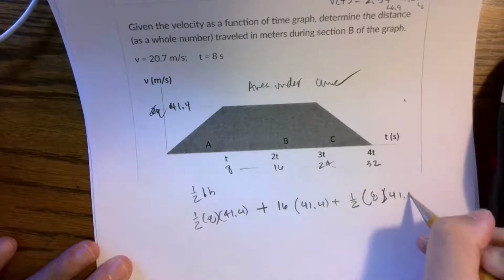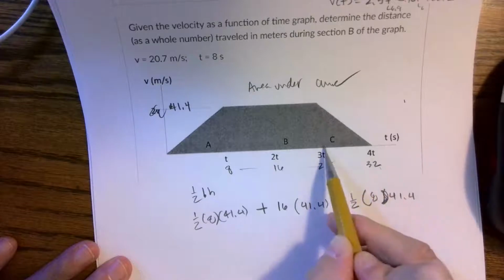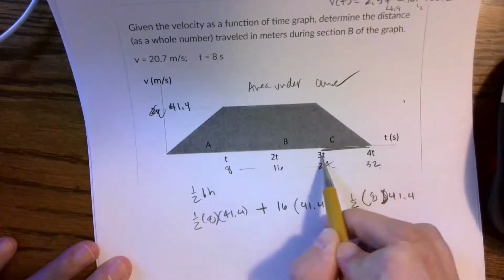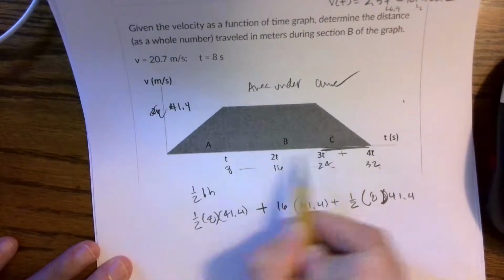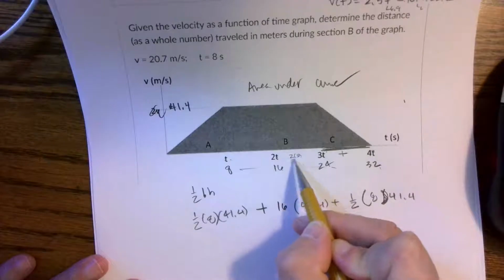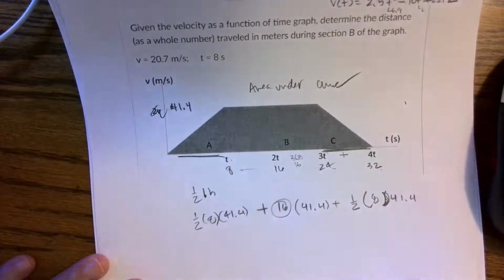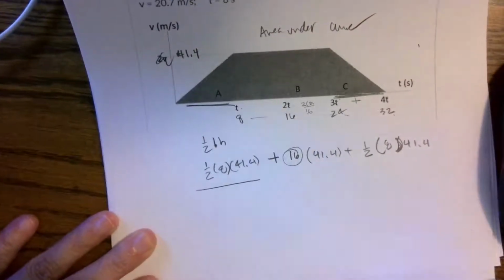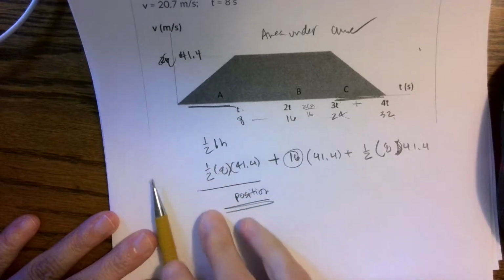Okay, so it's not 32 or whatever, it's the area, it's the base, so it's 4t minus 3t, which is just t. It's 3t minus 2t, actually it's 3t minus t, which is 2. So 2 times 8 is 16. That's how I got this value. And then this is 8 seconds. So if I just add this up, I'm going to get my position change. And that's it.